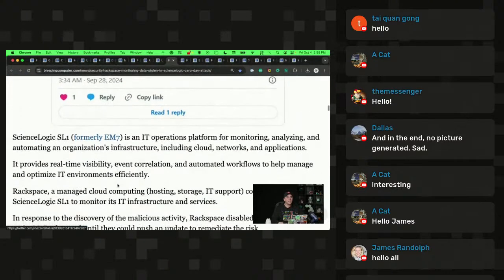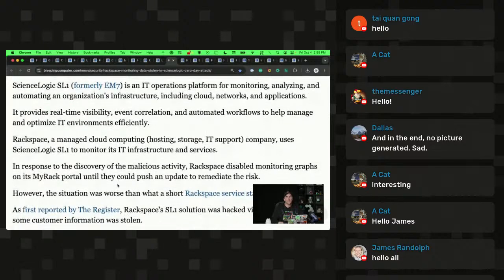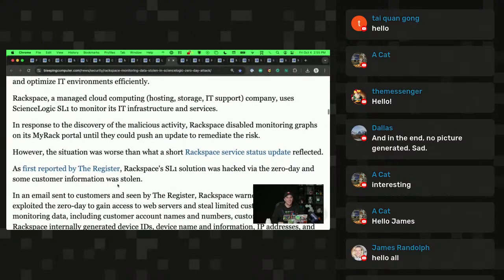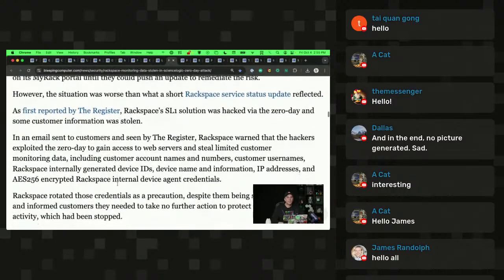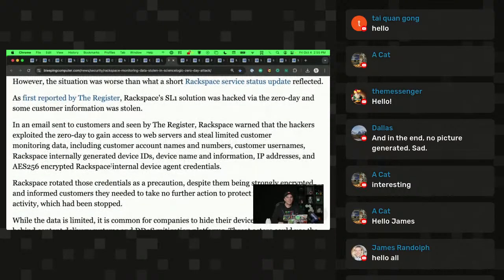But yeah, kind of an interesting breach to watch when we look at language around like, oh, it was a third-party breach, but it was still your information that was leaked. So possibly more information is going to be released on this, but an email sent to customers said that hackers had gained access to limited customer monitoring data, customer account names and numbers, customer usernames, Rackspace's internally generated device IDs, device name and information, IP addresses, and AES encrypted Rackspace internal device agent credentials.